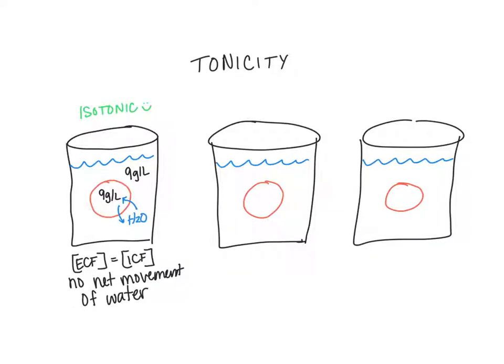So this is our homeostasis, which means that the cell is at equilibrium. Our next possible condition that we talked about was hypertonic.